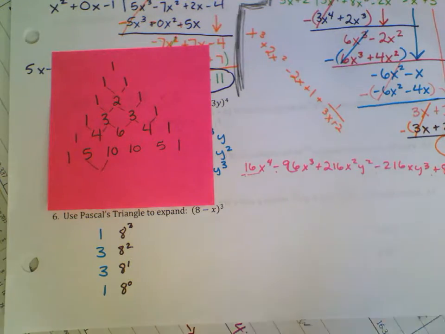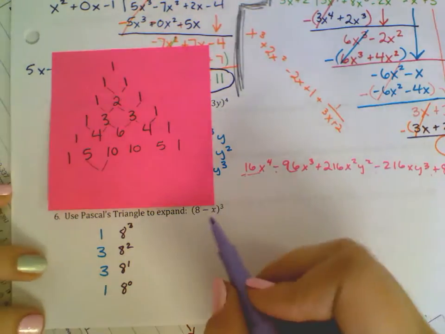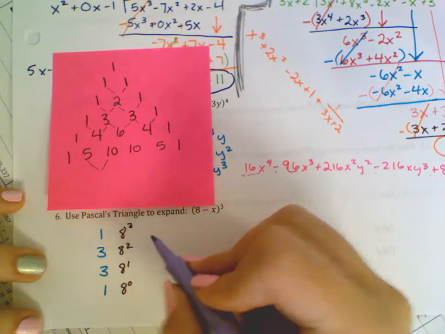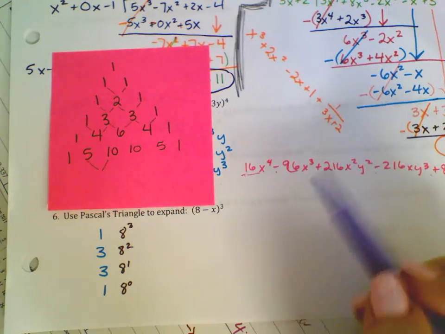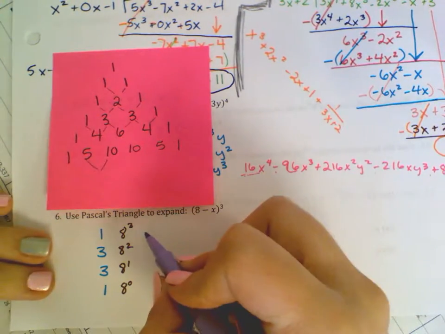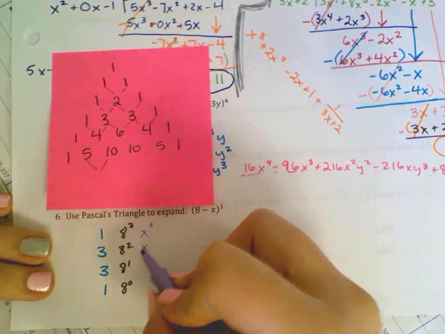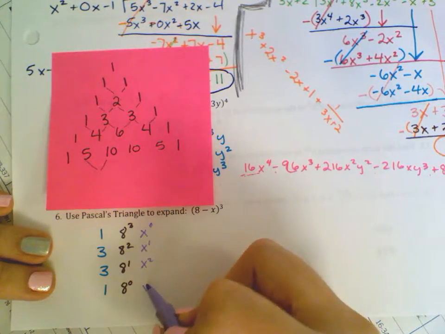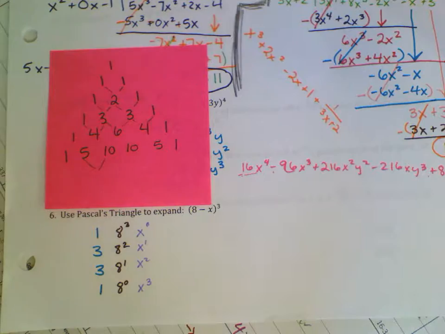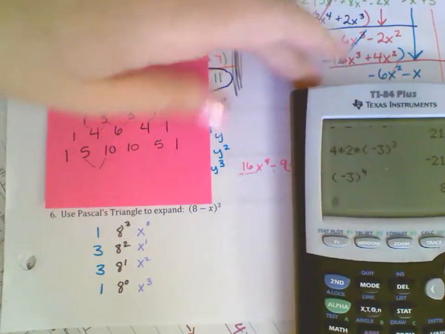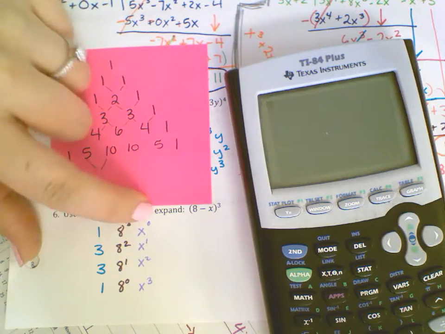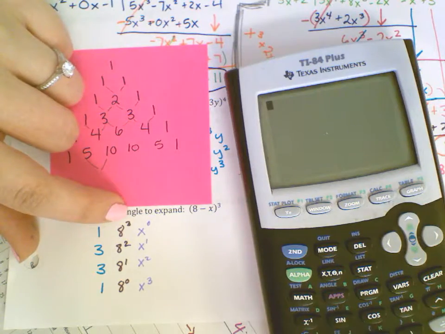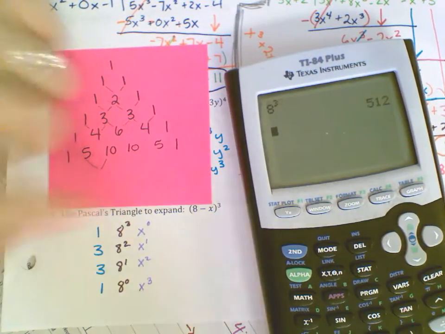And then I will go with my second term, which is negative x. And again, same thing as before. If you just want to do the pattern, you can. I'll do this one as the pattern so we can see how that'll work out. So I'll have x to the 0, x to the 1st, x squared, x cubed. Now when I multiply everything together, I need to grab my calculator. And I have 8 cubed times 1, x to the 0 is 1. So really it's just 8 cubed, which gives me 512.